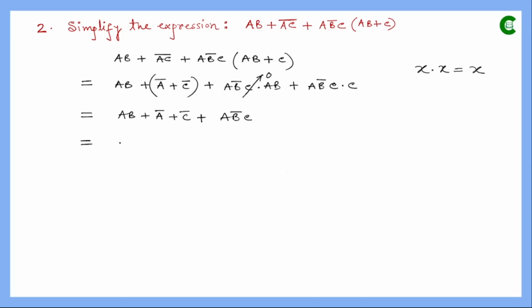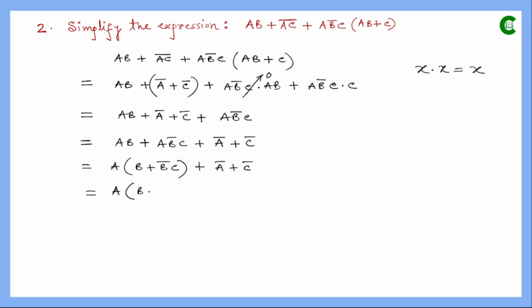Now we can rearrange the terms, and we can take the first term and fourth term together, and then the second and third term. So from the first and fourth term, A is common, so that can be taken as common. So within bracket we will have B plus B bar C, and then we will have A bar plus C bar.